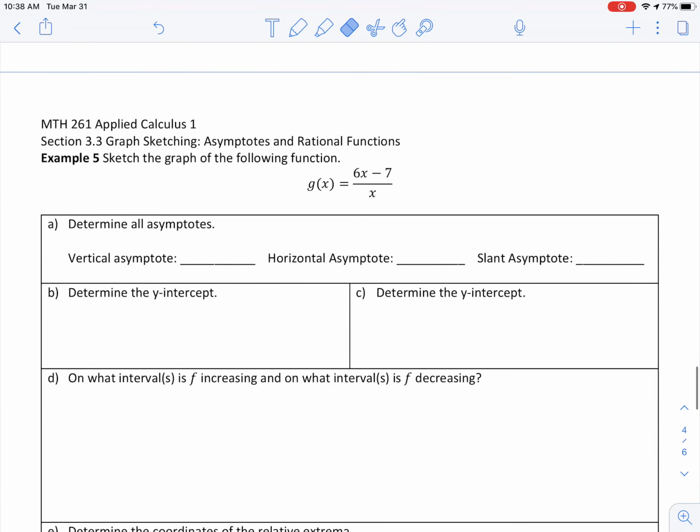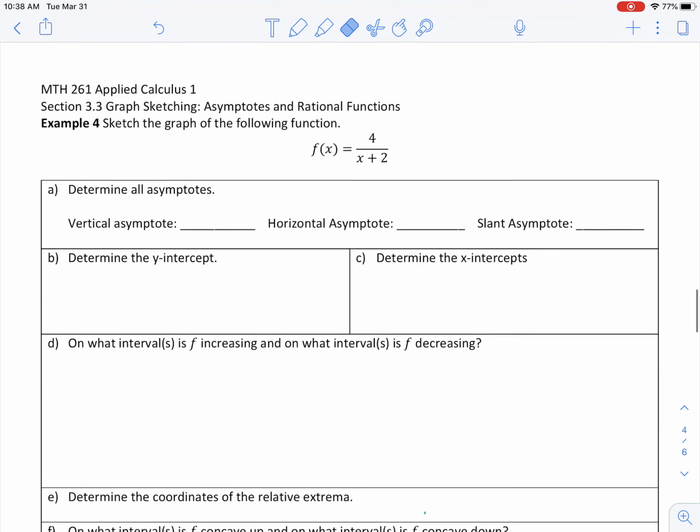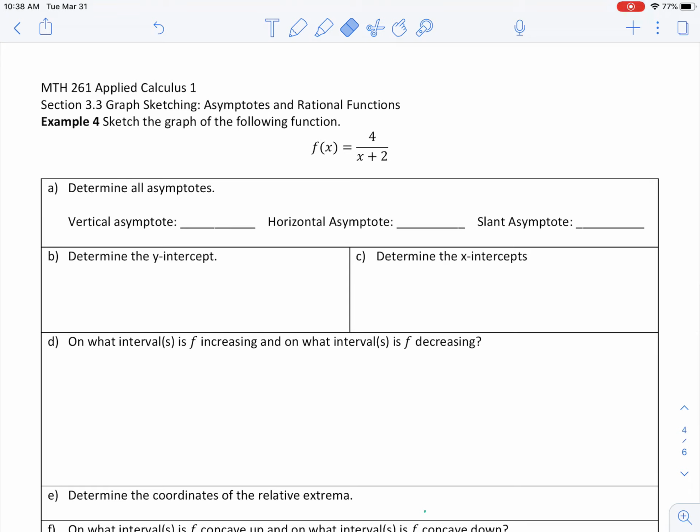All right, let's finish section 3.3. I'm gonna go over example 4, 5, and 6. After example 4, 5, and 6, I will post the problem for this lesson, kind of similar to the 3 that we are about to see today, okay, together.